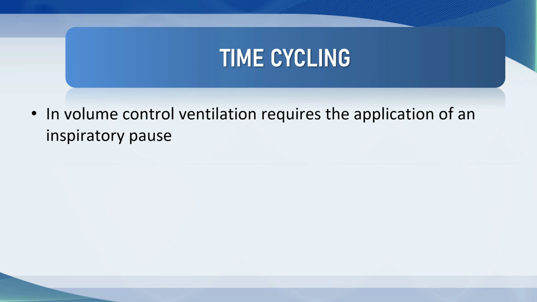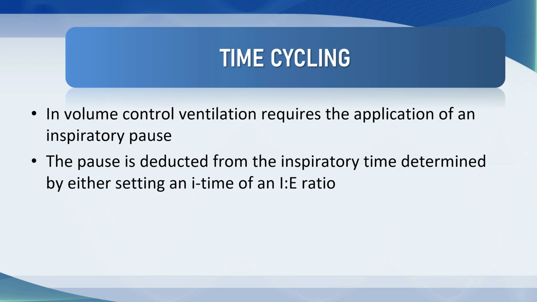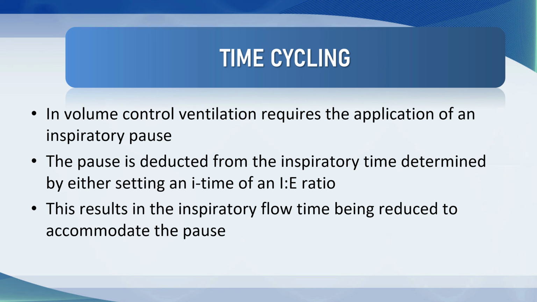In volume control ventilation, you can achieve time cycling by adding an inspiratory pause. The pause is deducted from the inspiratory time, determined by either setting an I time or an I to E ratio. This results in the inspiratory flow time being reduced to accommodate the pause.